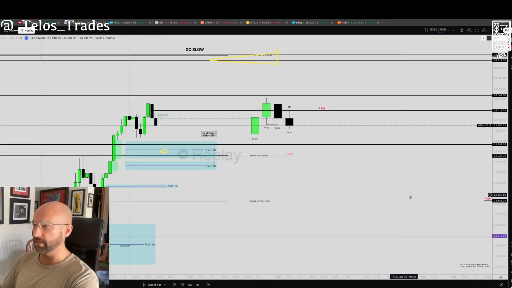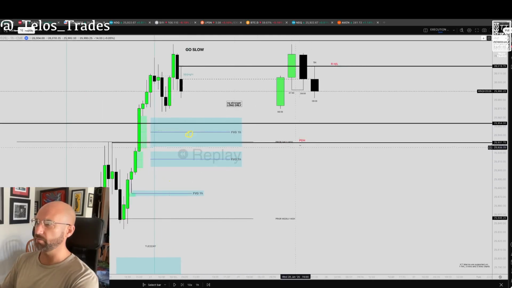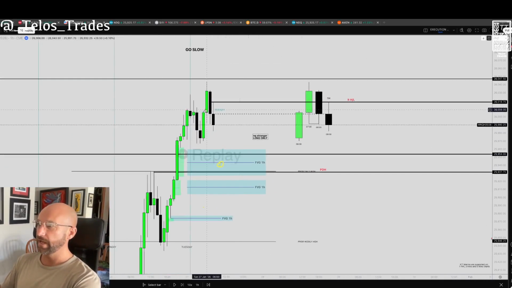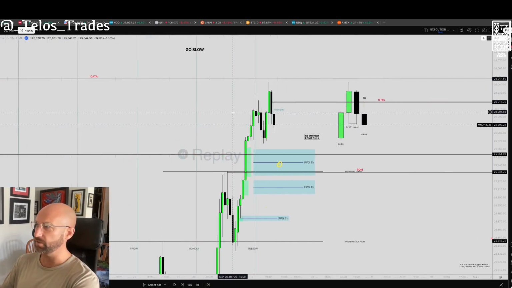Where I was eyeing up going into the day was this zone right here. So we have prior day's high, we have these two unmitigated fair value gaps. This is also a 4-hour fair value gap. So ideally what I wanted to see was, on market open, a manipulation leg come down into this zone, see my 5-minute inversion, and then move back up towards London highs, and most likely back up to that data high I was talking about earlier.